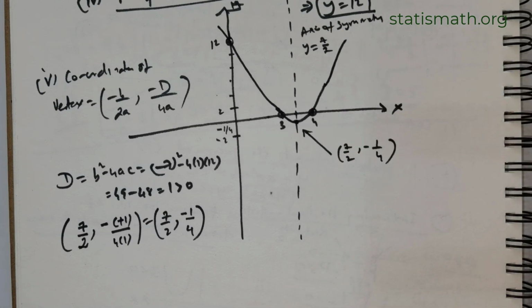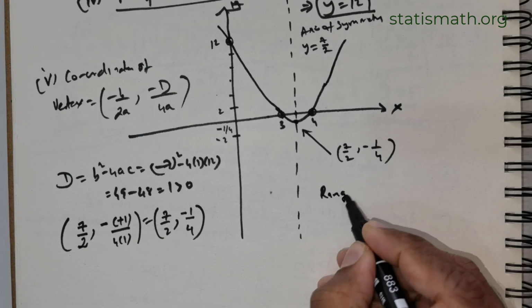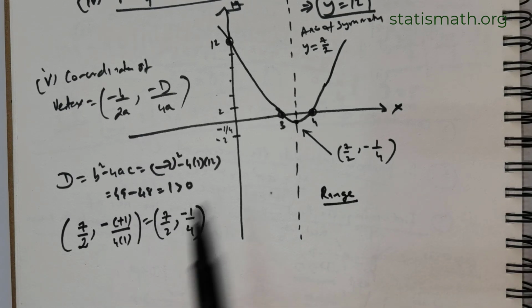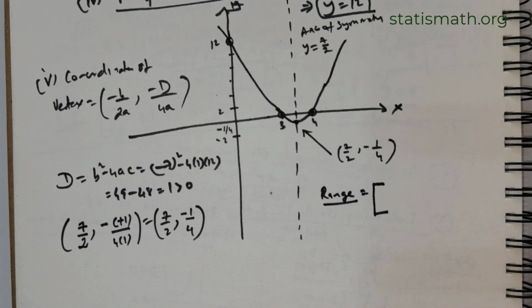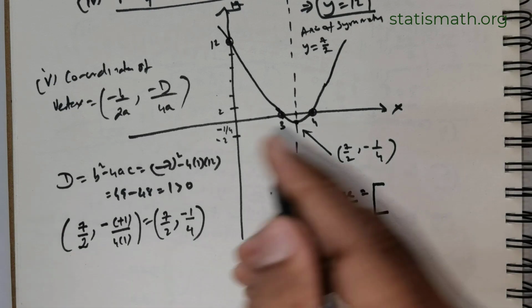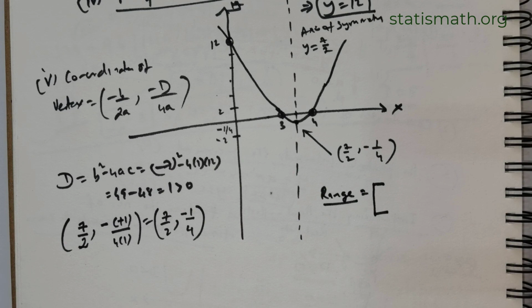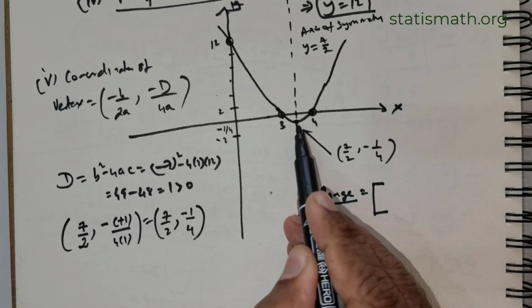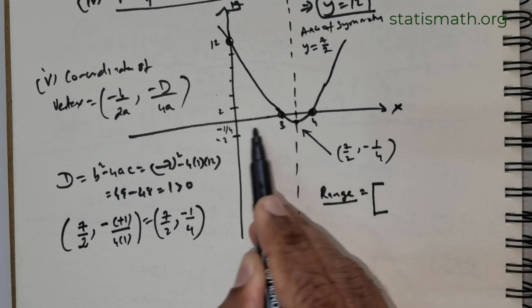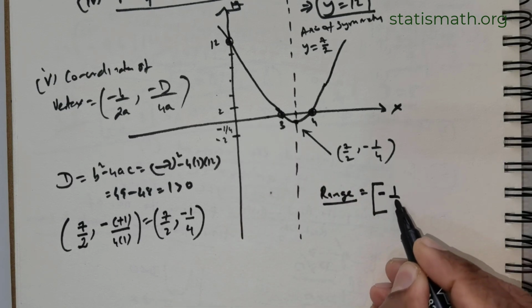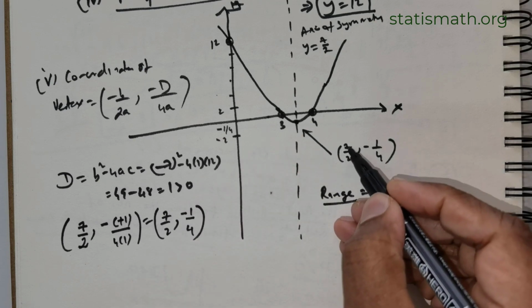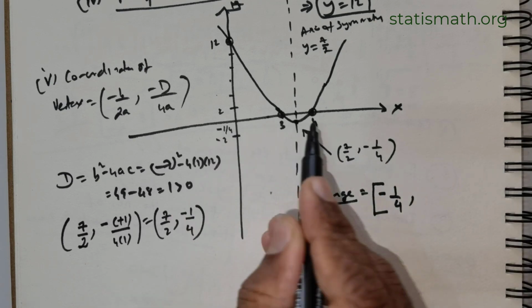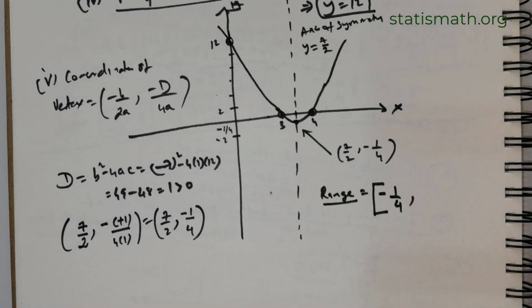Now after having obtained all of this, there's one particular thing you can also obtain, which is called the range. In range, all you need to do is get the minimum value for this particular graph. That is important. So the minimum value that y can take in this case is going to be negative 1 over 4. This is the point when x is 7 over 2, the y value is going to be negative 1 over 4. So that is the minimum value that y is taking.